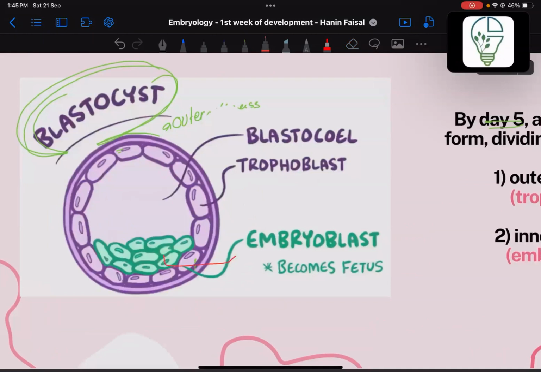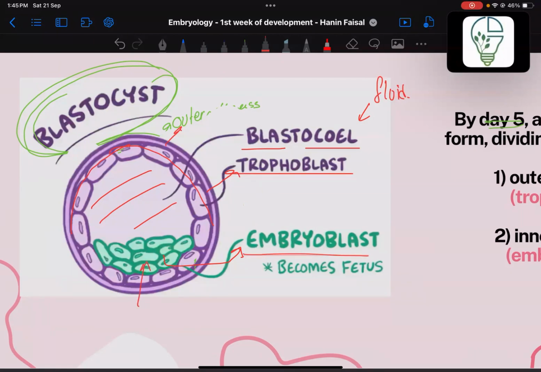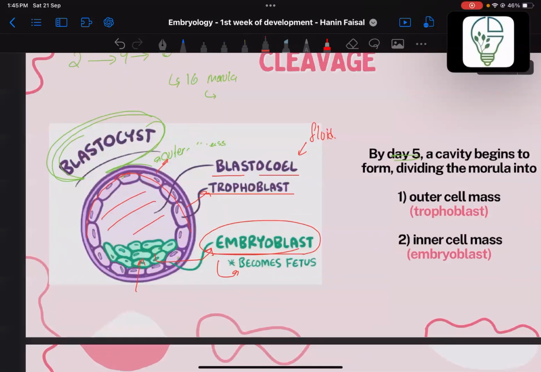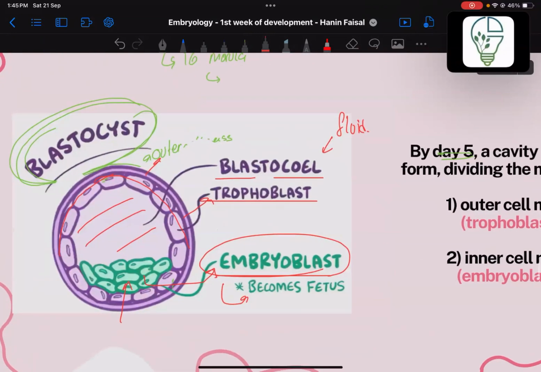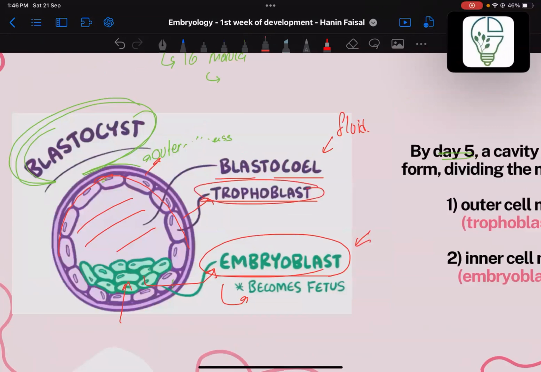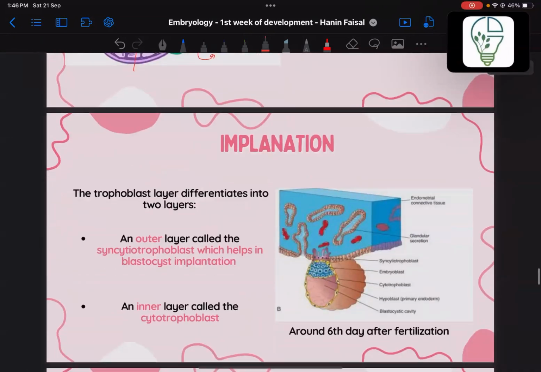The inner cell mass is called the embryoblast, and the outer cell mass is called the trophoblast, and the fluid that's inside is called the blastocele. So the cells on the outside are going to develop into a trophoblast, and the cells that are inside are called the embryoblast. And this embryoblast is the one that's going to develop and become the fetus. So a question might come as, which group of cells is going to develop and form a fetus? It's going to be the embryoblast. The trophoblast is important for another thing that I'm going to discuss in the next slide, which is basically implantation.